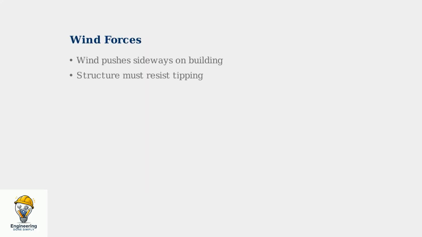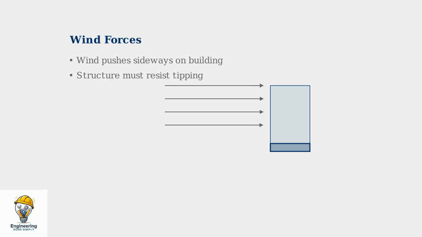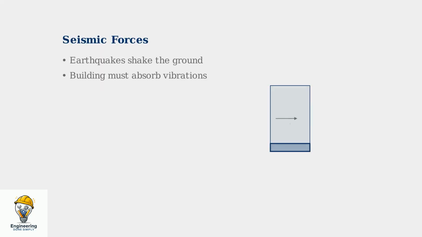Wind creates lateral forces that can push buildings sideways. Stability requires the structure to resist these forces through braced frames and proper weight distribution. Earthquakes create dynamic forces that shake buildings. Static equilibrium principles ensure the structure remains balanced during ground motion through flexible design and proper mass distribution.